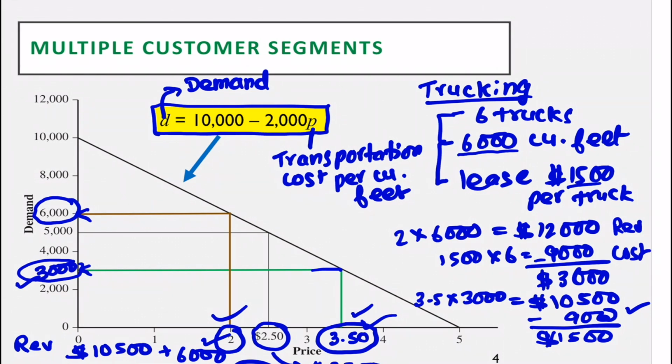So in situations where we have multiple segments, we must solve two problems. One is, what price should the company charge for each segment? And the second is, how should it allocate limited capacity among the segments? So in this case, 3,000 capacity is for people who are paying $2 and the remaining 3,000 is for people who are ready to pay 3.5.